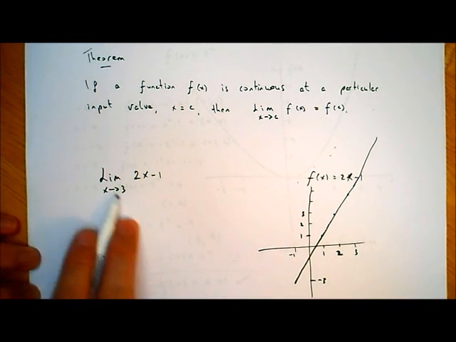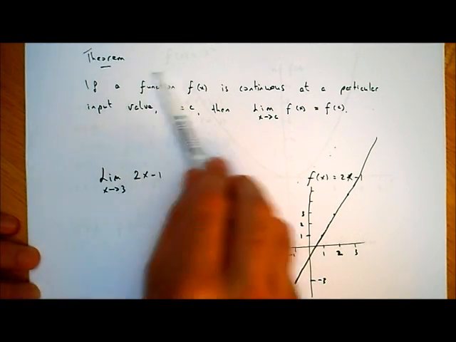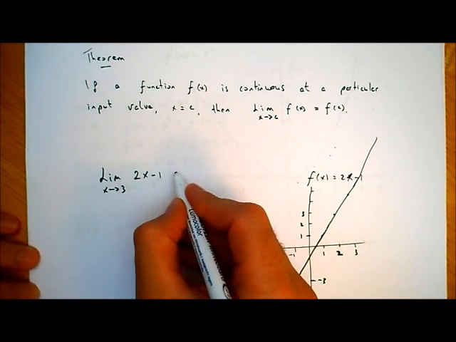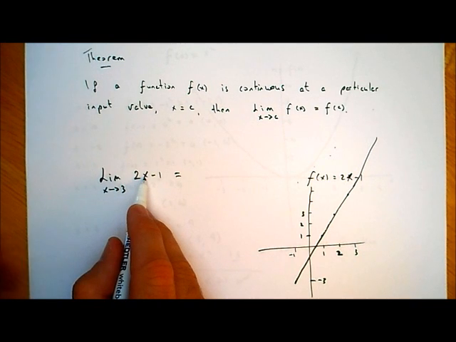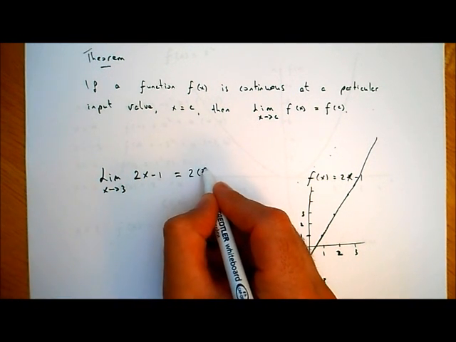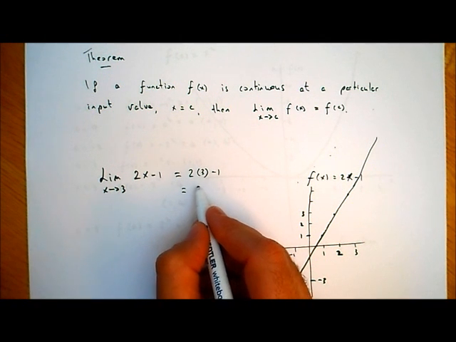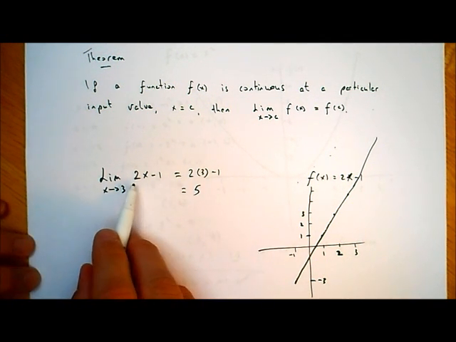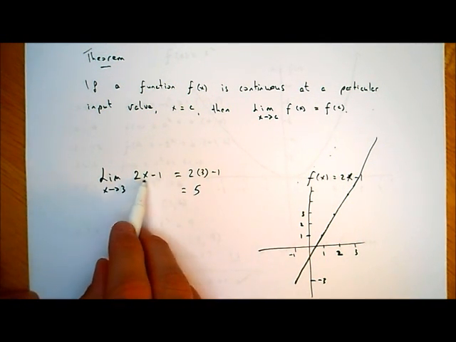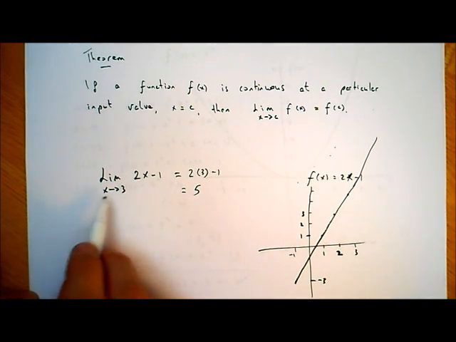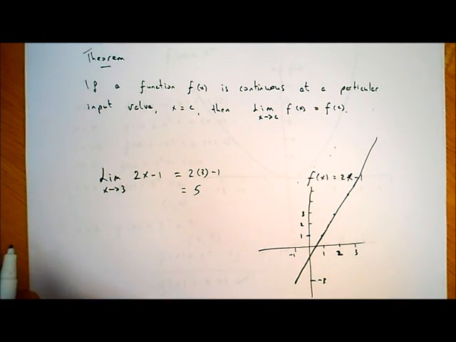So because it is continuous, in order to work out this limit using this theorem, all I have to do is fill in the value of 3. So I go 2 by 3 minus 1. 2 by 3 is 6, 6 minus 1 is 5. So the limit of 2x minus 1 as x approaches 3 is equal to 5.